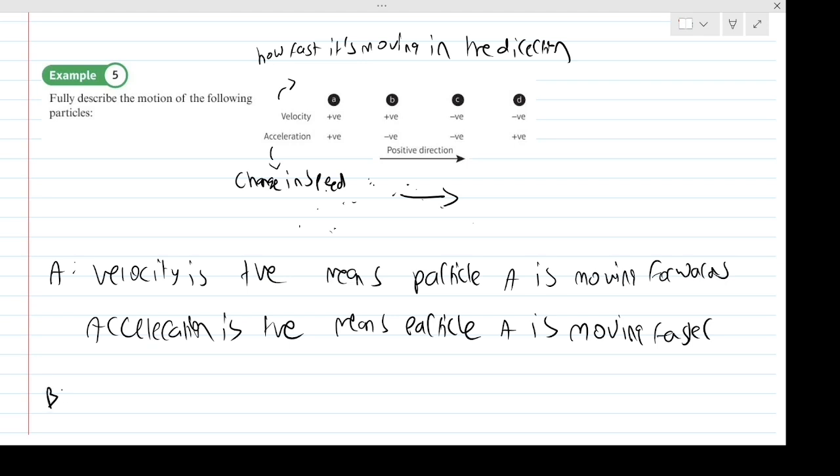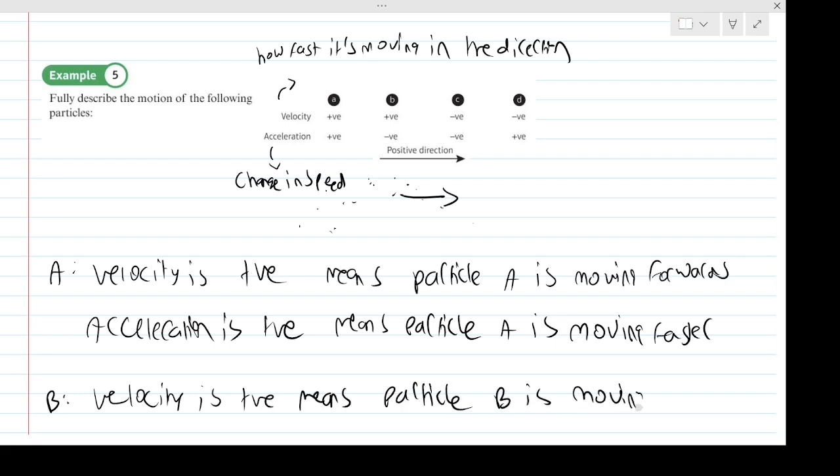Okay, particle B. Now, particle B, in this situation, we're told the velocity is positive, but the acceleration is negative. Okay, so the velocity is positive. That again means it's moving forward. So velocity is positive, so it means particle B is moving forwards again. Now, the acceleration is negative, so that means it's slowing down. Okay.